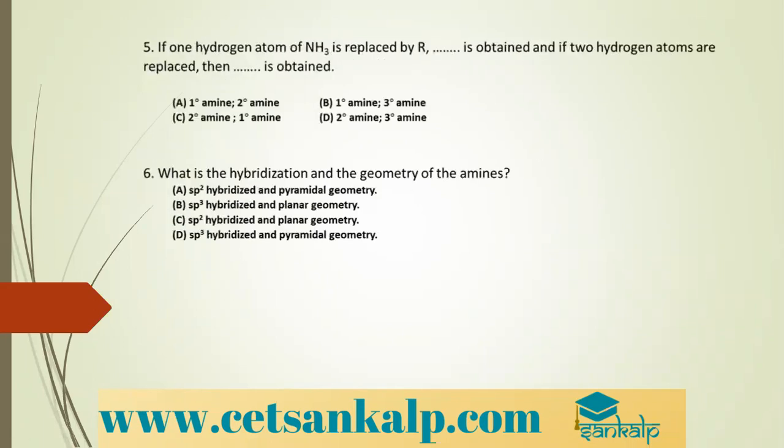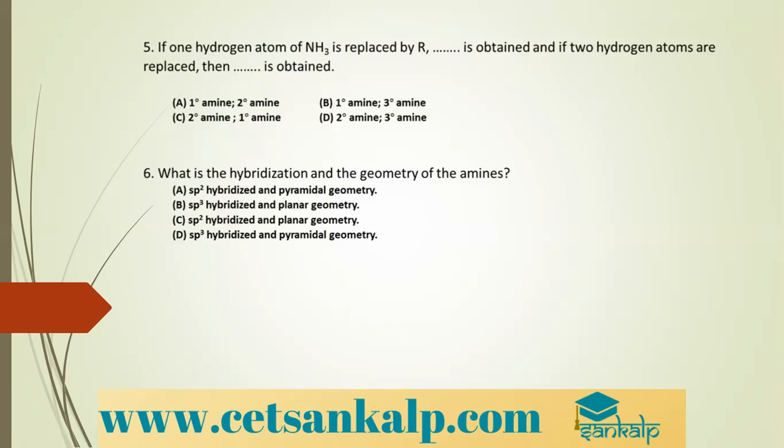If one of the hydrogens of NH3 is replaced by R, a primary amine is obtained, and if 2 hydrogen atoms are replaced, a secondary amine is obtained. Very simple question. So option A is correct, right?